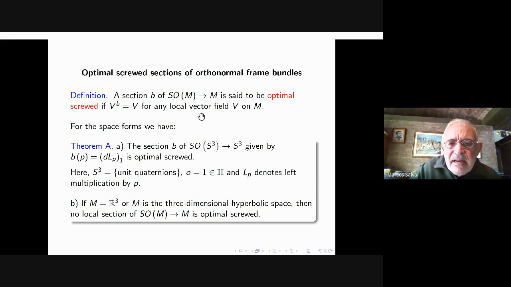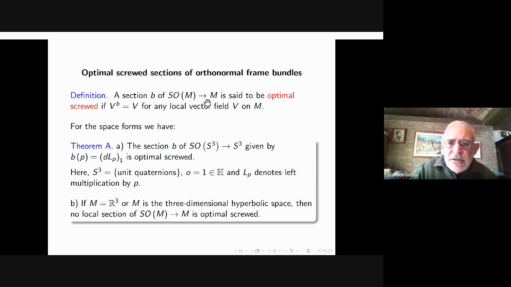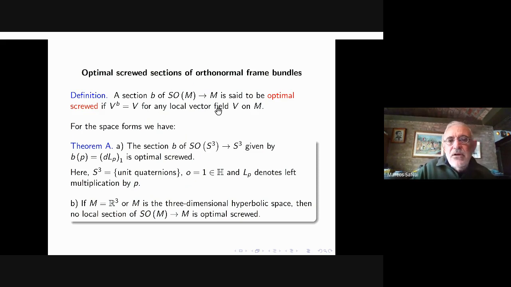This is not an interesting concept, this optimal. I will define here the concept of a section of the orthonormal frame bundle being optimally screwed. It is not very interesting, and it is too restrictive, so I just put it so we get acquainted with the concept of this screwiness. A section of the orthonormal frame bundle is said to be optimally screwed if BB equals B. So these two vectors coincide for any local vector field B.